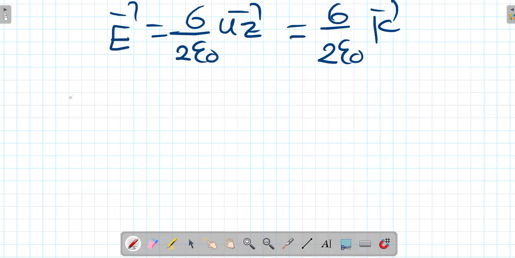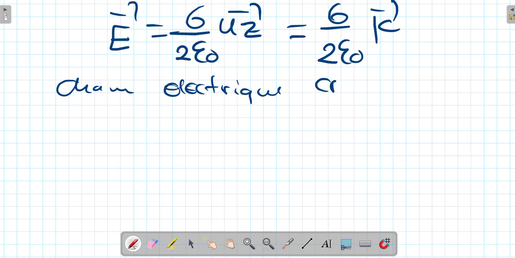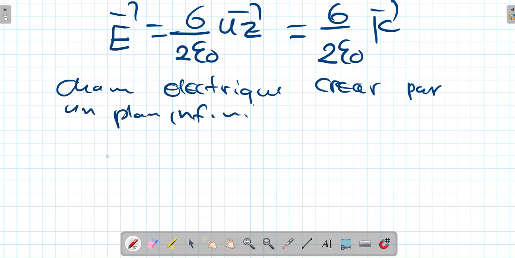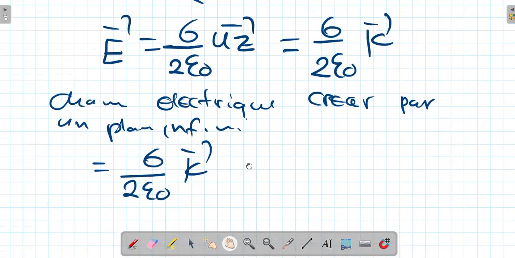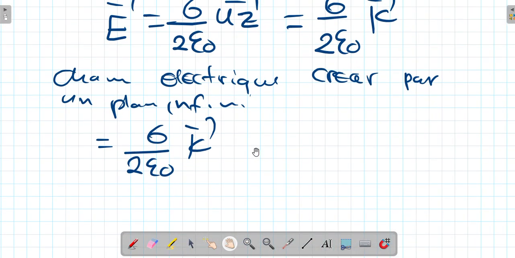Therefore, the electrostatic or electric field created by an infinite plane will be equal to sigma, which is the surface density, over 2 epsilon 0 in the direction of K. So that's how you find the electrostatic field using the theorem of Gauss.